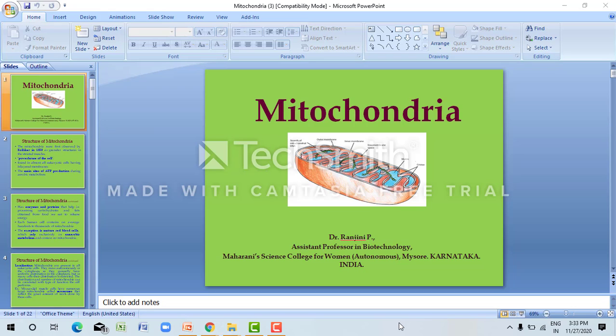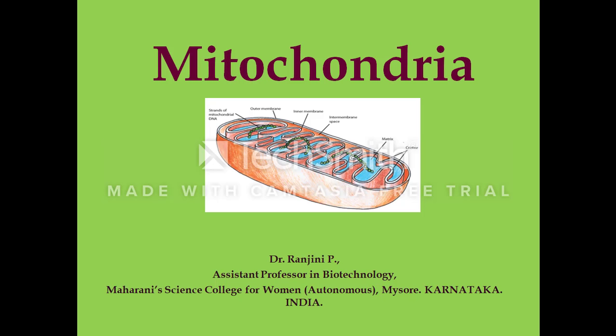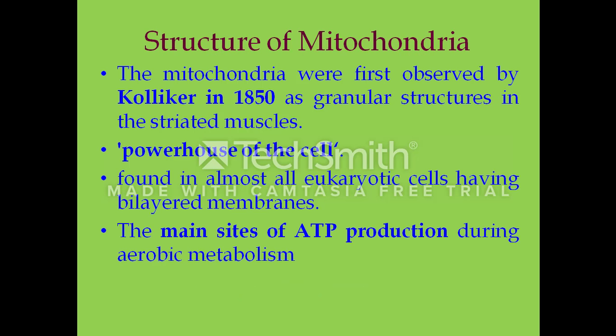The mitochondria were first observed by the scientist Kolliker in 1850 as granular structures in the striated muscles. In the striated muscles, Kolliker observed the granular structures. These structures were nothing but mitochondria.